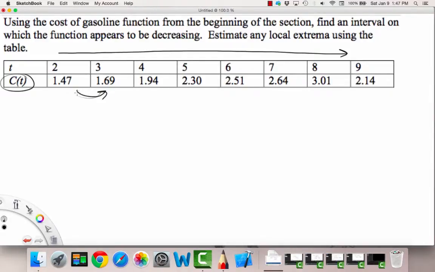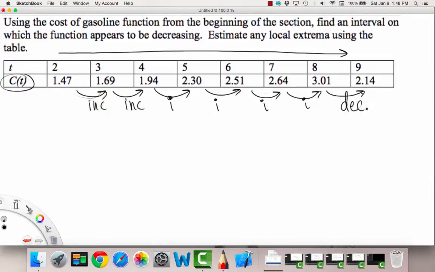For this first jump, 1.47 goes up to 1.69, so we're going up. So this is increasing, okay? 1.69 to 1.94, increasing again. I'll just write I or D, so this means increasing, okay? Again we have an increasing thing, and then this is increasing, and still increasing. But then here, this is the important one, 3.01 to 2.14, that means we had a decrease, right? So this is decreasing.